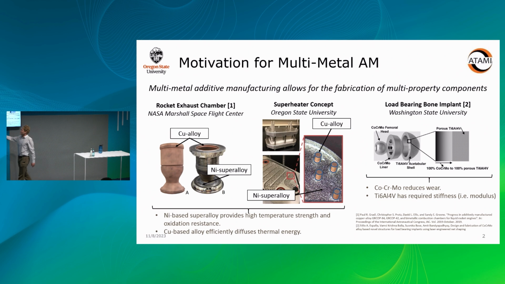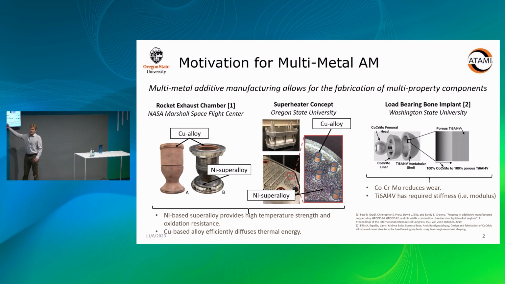We have a rocket exhaust chamber developed at NASA. If you want to make an exhaust chamber, you have a few options. You can make the whole thing out of a refractory such as tungsten. It's going to be very heavy and really expensive. Another option is to use a nickel-based superalloy and put a copper-based interlayer inside. If you put coolant through the copper-based interlayer, you can cool your assembly. However, if you want to make a component like that, you've got to join the copper-based alloy to the nickel-based superalloy.